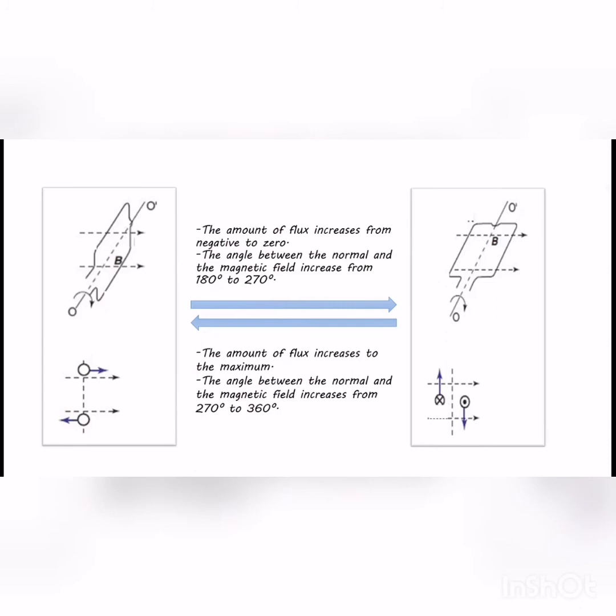The amount of flux increases to the maximum when the angle between the normal and the magnetic field increases from 270 degrees to 360 degrees. As you can see, this is the full rotation of a DC generator. At the beginning of the rotation of the coil, theta is 0. Therefore, the value of magnetic flux is maximum.